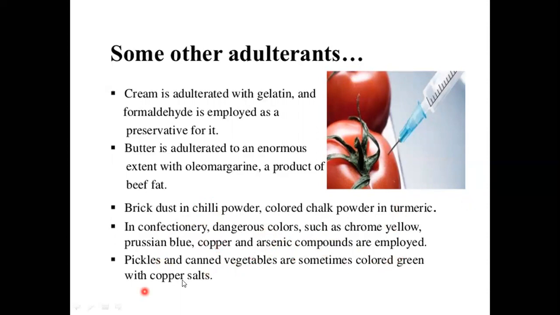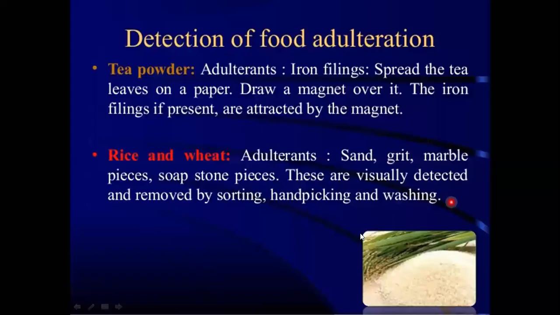So we know that in pickles and canned vegetables, most of the preservatives are used, like primary preservatives or secondary preservatives. So here there may be chances of use of certain coloring agents like green with copper salt. So these are some other adulterants.